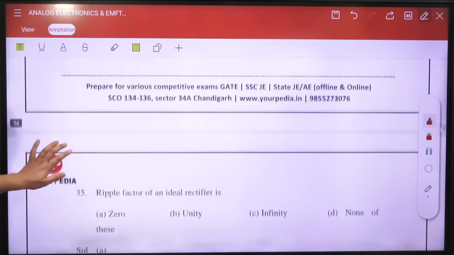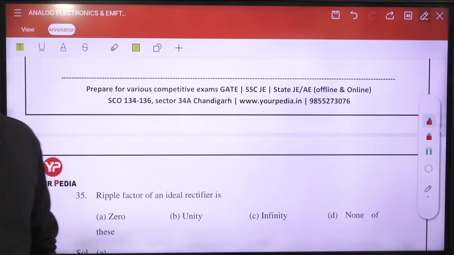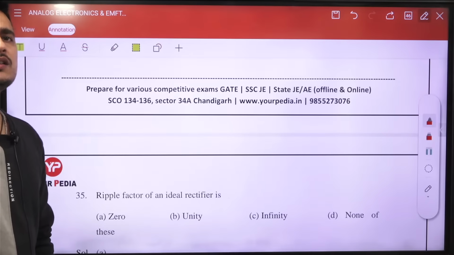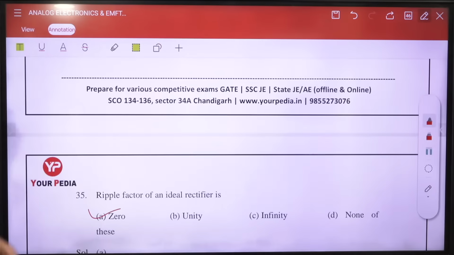Yeah, tell me the answer. Ripple factor of an ideal rectifier. If it is an ideal rectifier, it directly gives you the DC voltage. It means its ripple factor is going to be 0 there.